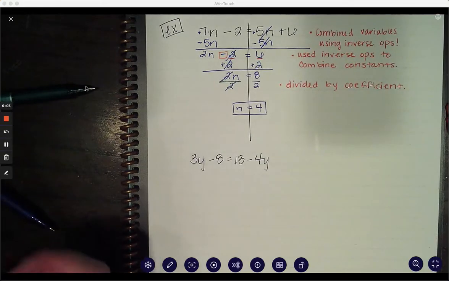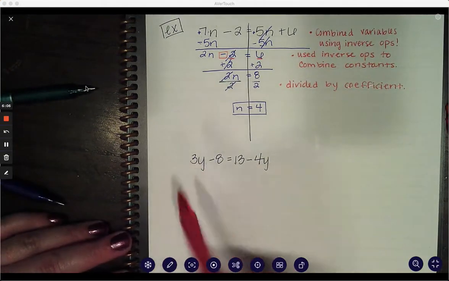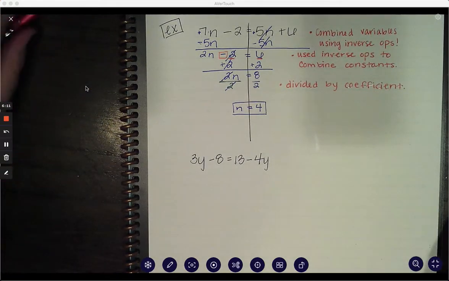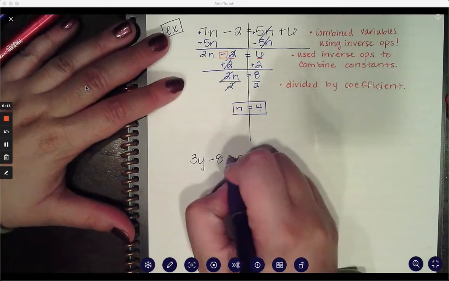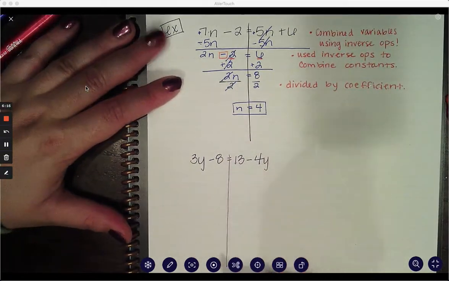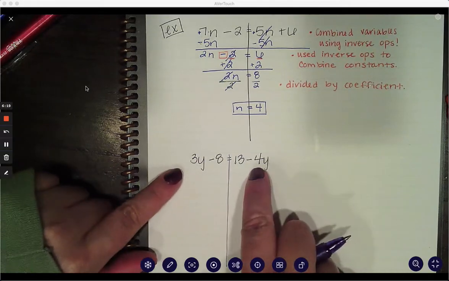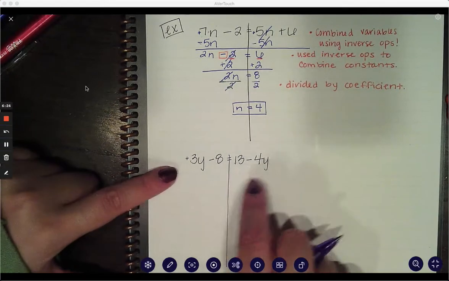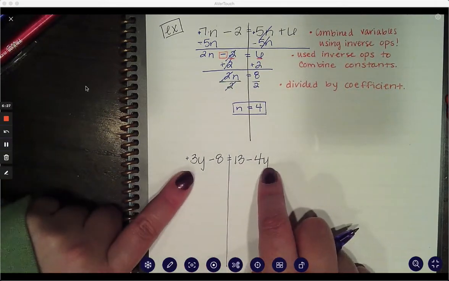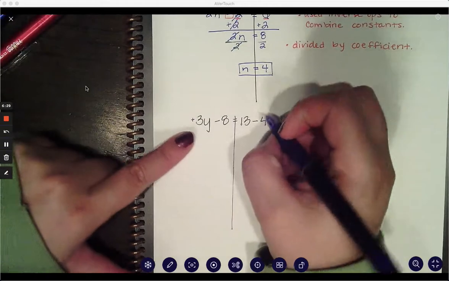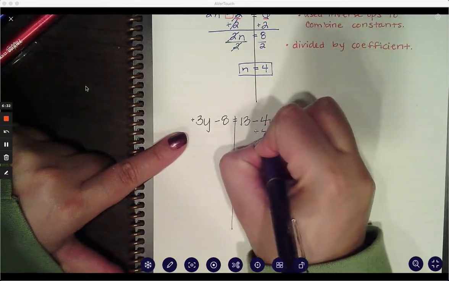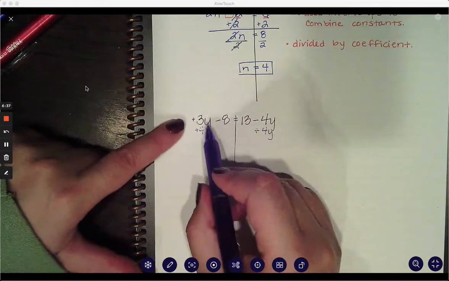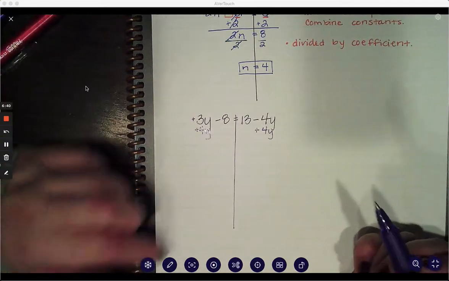Okay, so I'm going to do those exact same steps for this one down here. I'm just not going to write my steps along the side. Okay, so I'm going to draw that line. Okay, so I notice I have a negative 4y and a positive 3y. So in order to keep my variable positive, I'm going to have to add 4y to both sides. Because if I subtracted 3y, I would have a negative 7y.